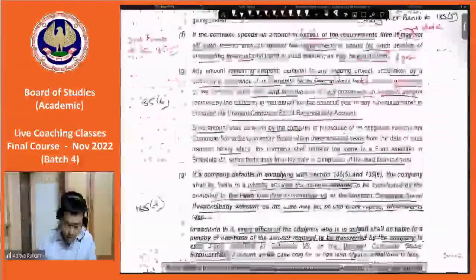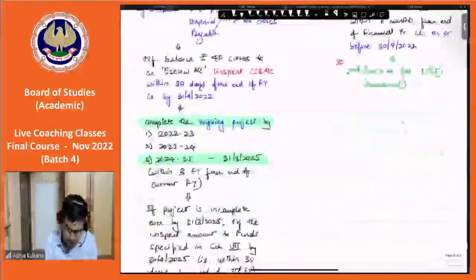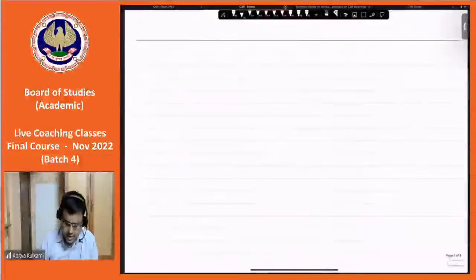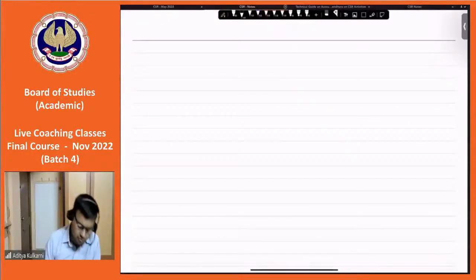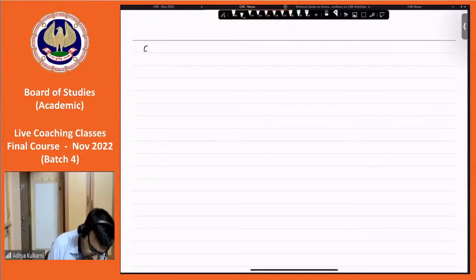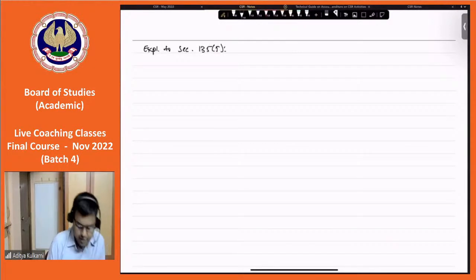Acha, one small thing is left, that is net profit. Net profit we have been discussing. So we have the explanation to section 135.5. What is explanation to 135.5? It tells us what is the meaning of net profit. What is the meaning of net profit?